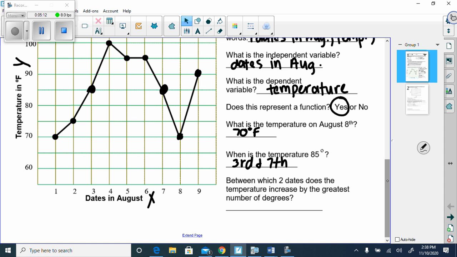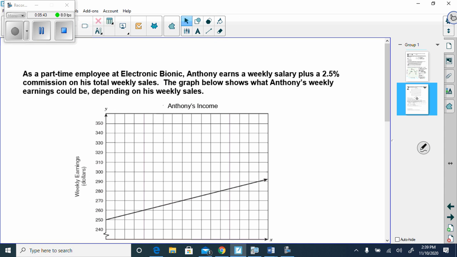That's a 20-degree difference. We don't see that anywhere else on the graph. So the dates between August 8th and 9th. August 4th to what? That goes from 85 to 100. That's only a 15-degree difference. And this one is from 70 to 90, which is 20 degrees. That's right. Close, but not quite. All right, flip it over on the back.